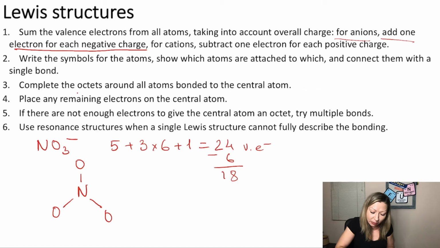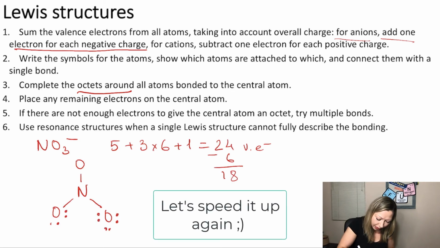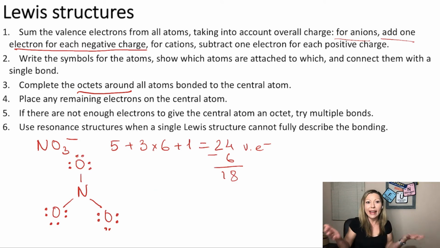Now I have to complete the octets around all atoms bonded to the central atom. So 1, 2, 3, 4, 5, 6. Again 1, 2, 3, 4, 5, 6, and again 1, 2, 3, 4, 5, 6. Okay, so now I used up all 18 of my electrons. There are no remaining electrons. But what do I do with my nitrogen? Is my nitrogen happy or not? It's very unhappy right now because it also needs to have 8 electrons around it.